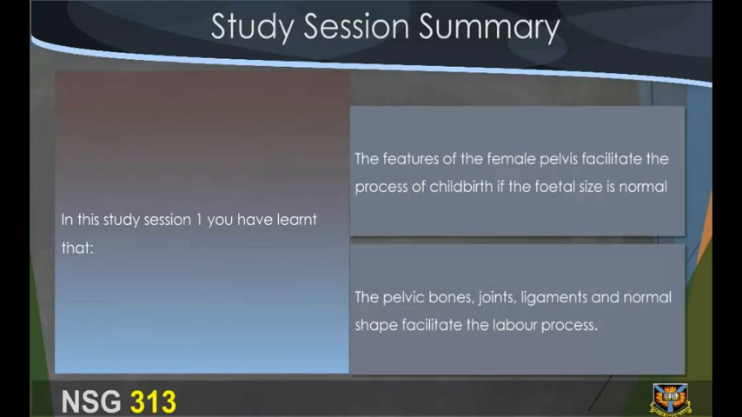Study section summary. In this study section, you have learned that the features of the female pelvis facilitate the process of childbirth if the fetal size is normal. The pelvic bones, joints, ligaments, and normal shape facilitate the labor process.